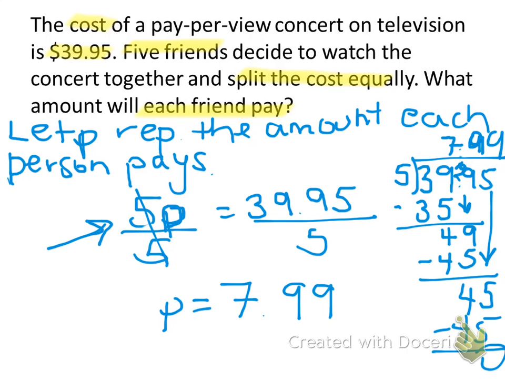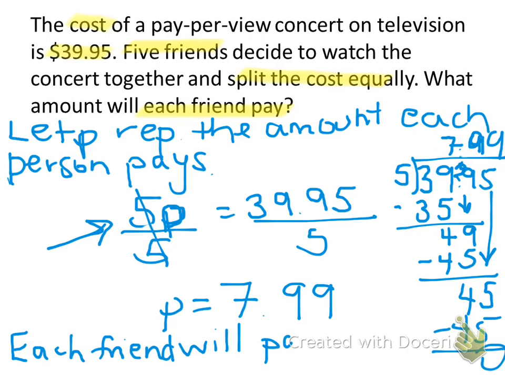What amount will each friend pay is what the question was asking us. We need to write a word answer. So we'll write that each friend will pay $7.99. And that's it.